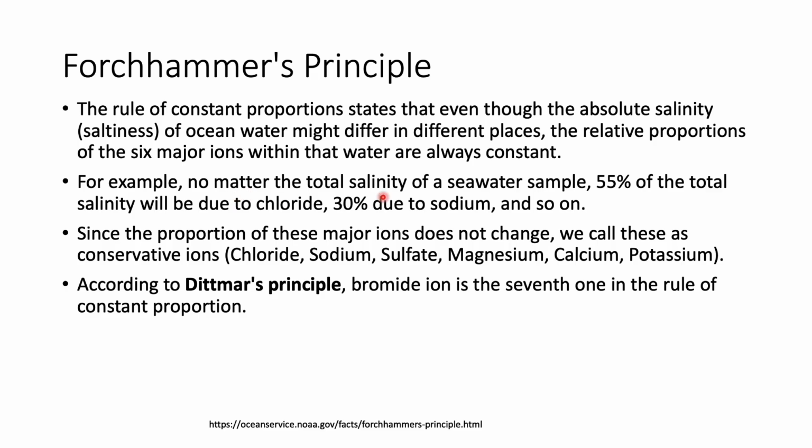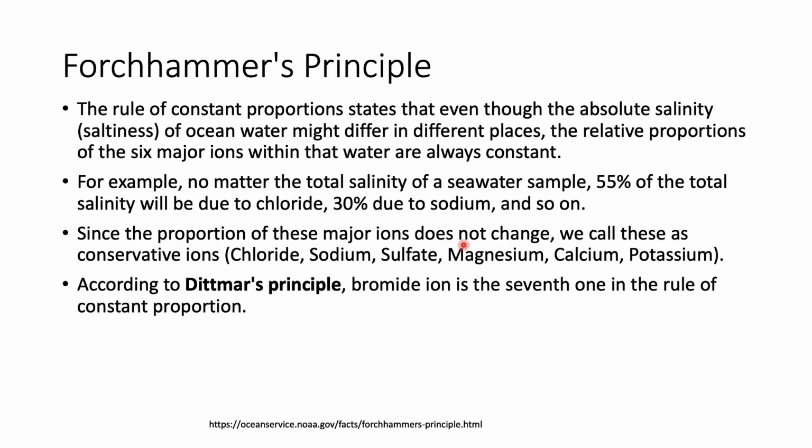For example, no matter the total alkalinity of a seawater sample, 55% of the total salinity will be due to chloride anions and 30% due to sodium, and so on. This is a very constant thing happening throughout the world. Since the proportion of these major ions does not change, we call them conservative ions. This is the most important term you have to remember.